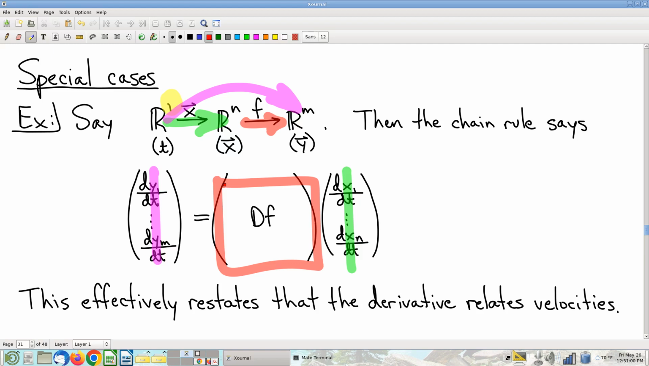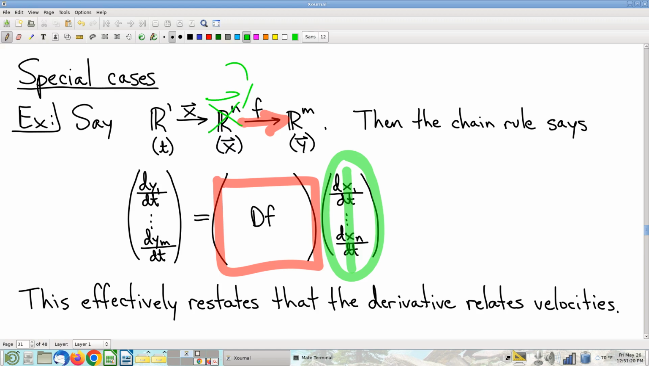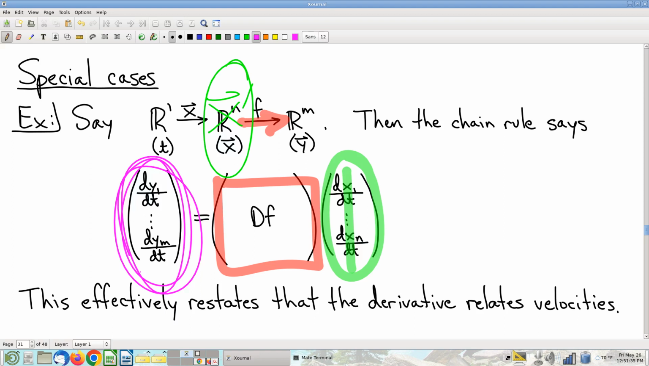And if you think about it, this green vector right here is a velocity. I'll do it like this, I'm going to pencil. It's a velocity in Rn. It's dx dt. It's the velocity in what you might call the domain of f. And then let's ask the question, well, what is this thing here? Well, that's the velocity in the target of f.